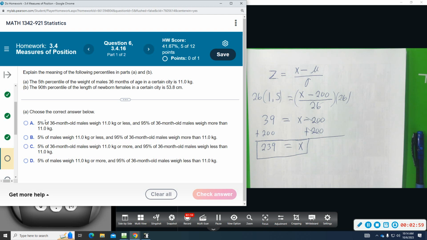So 5% of 36-month-old males weigh 11 kilograms or less, and 95% weigh that much or more. So percentiles divide the data, and 5% are less than that, and the other 95% are higher than that.